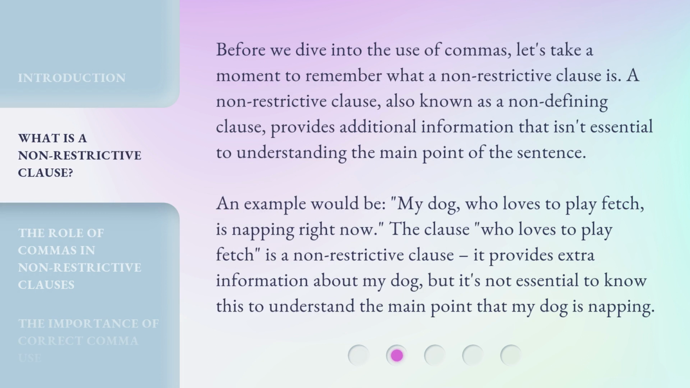Before we dive into the use of commas, let's take a moment to remember what a non-restrictive clause is. A non-restrictive clause, also known as a non-defining clause, provides additional information that isn't essential to understanding the main point of the sentence. An example would be, "My dog, who loves to play fetch, is napping right now." The clause, "who loves to play fetch," is a non-restrictive clause. It provides extra information about my dog, but it's not essential to know this to understand the main point that my dog is napping.